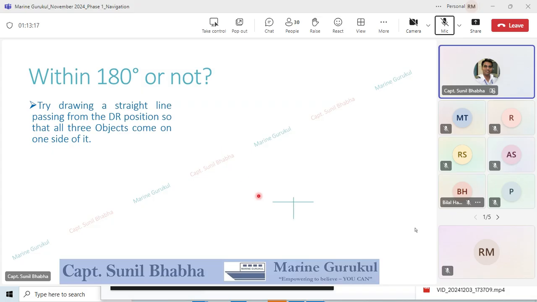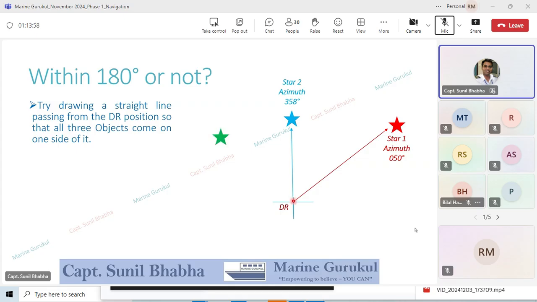Let's assume that we have a DR position in this particular location and we have obtained three celestial observations. Let's assume that the first observation was taken using the red colored star. It is identified as star 1 and is having an azimuth of 050 degrees. Let's mark the azimuth in the diagram. You can see the azimuth coming up. Let's assume that the second sight was taken using this blue color star, star number 2, having an azimuth of 358 degrees. So you can see the azimuth of the second star also.